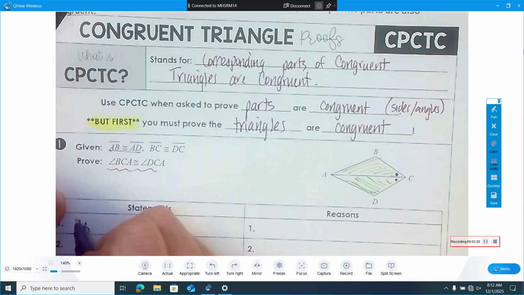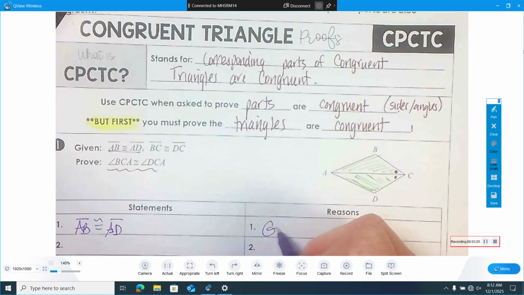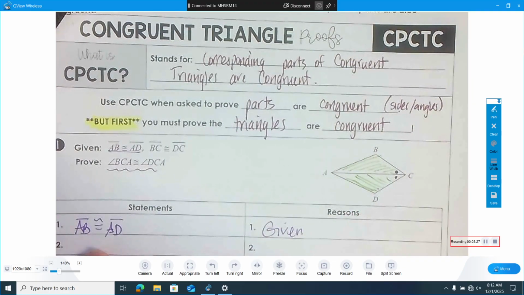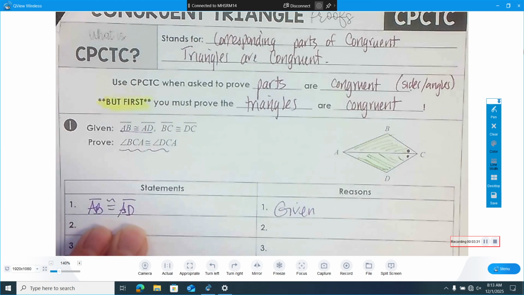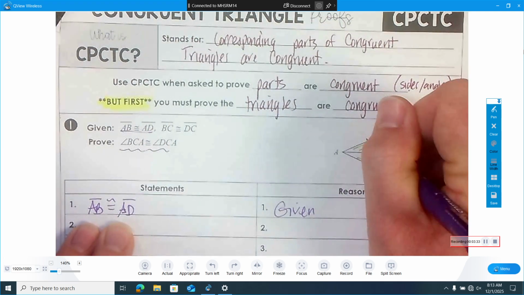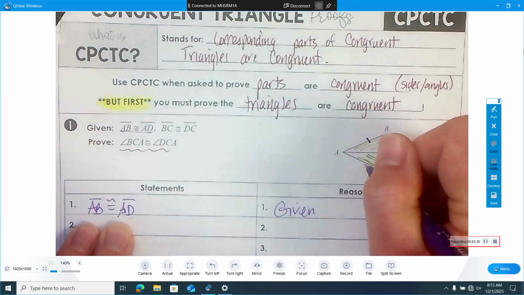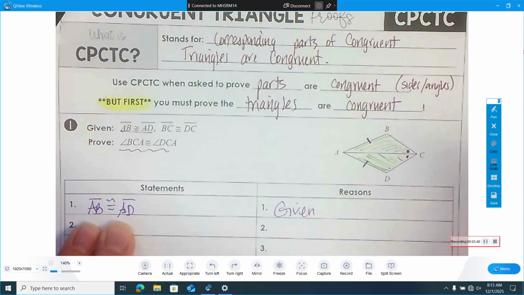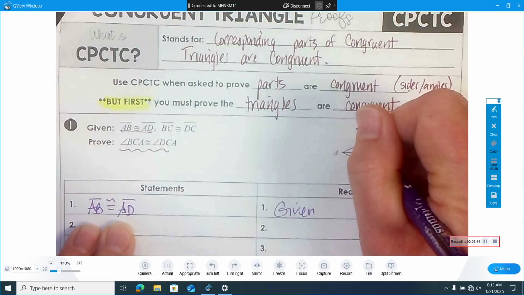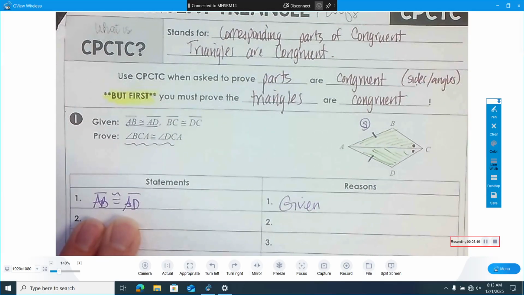So segment AB is congruent to segment AD. That is given. What do I do when I write something down in my statements and reasons? Mark it up on my picture. AB, segment AB is congruent to segment AD. And when I look at those, that is a pair of sides. Yeah, I got a pair of sides there. That is congruent.